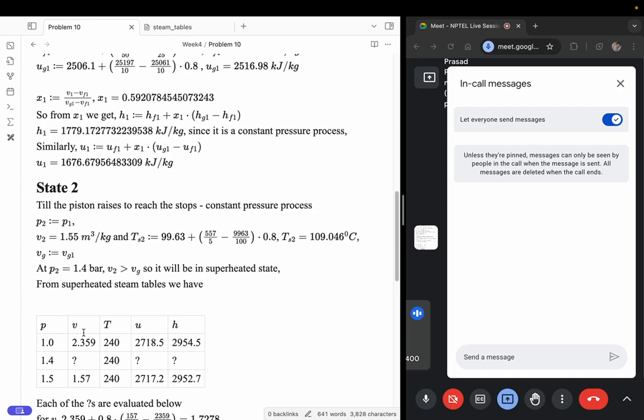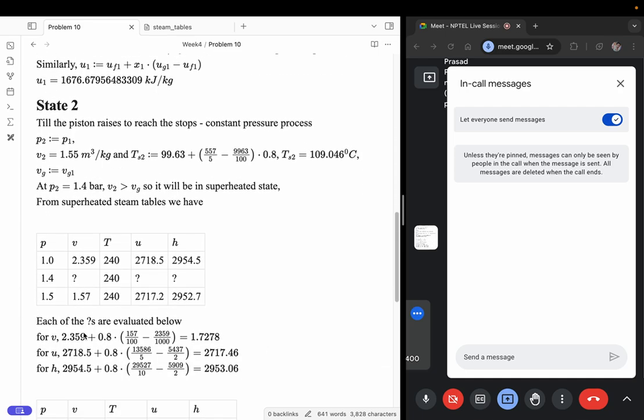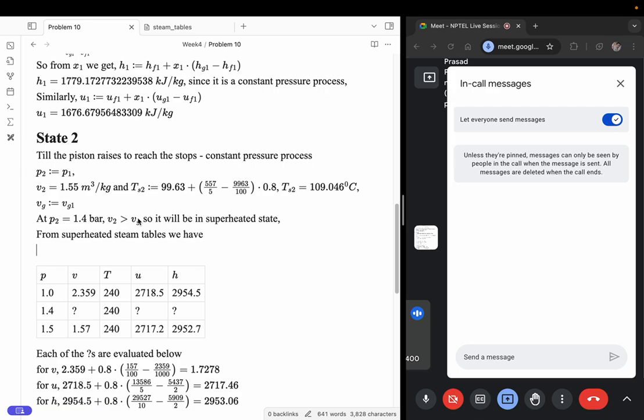So now you go to the superheated steam tables. Here comes a little bit more approximation that you need to do. Nowadays you can find most of the tools available online, so you directly type in the pressure and temperature and it will give you the property values. If they are not provided, then you have to look up the tables accordingly. So for example, here you can look up the superheated steam table. You know the pressure is 1.4 bar and the specific volume is 1.55.